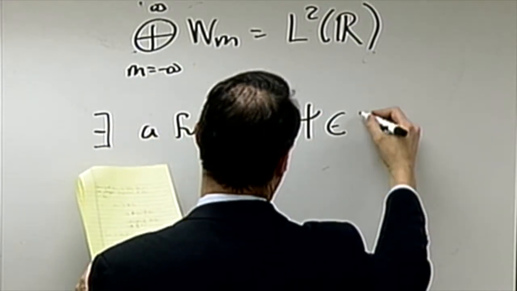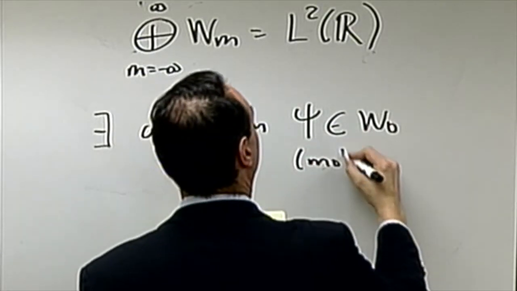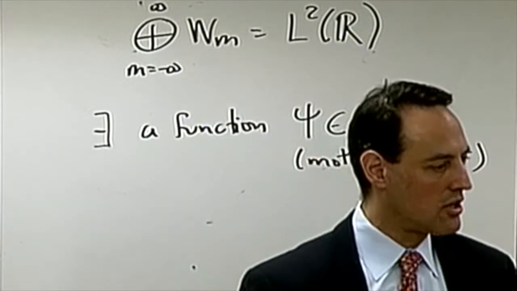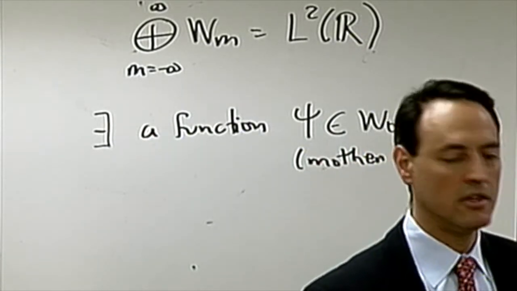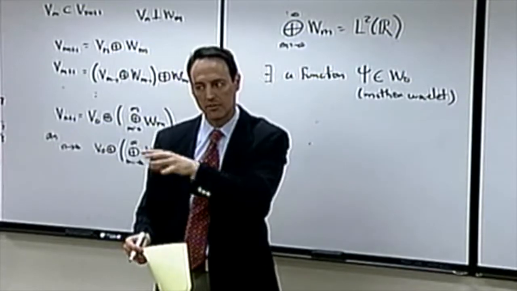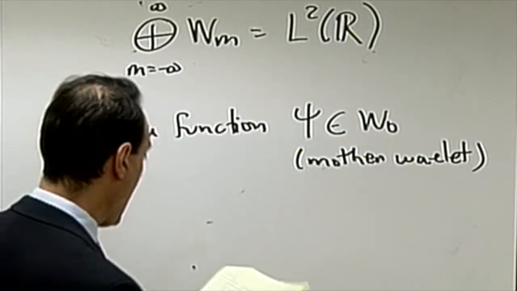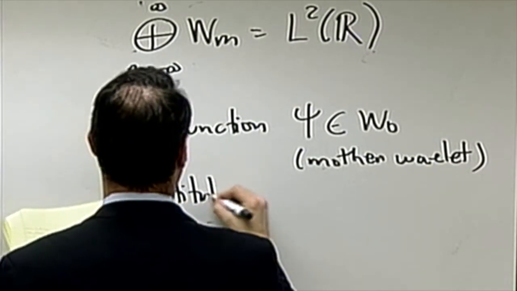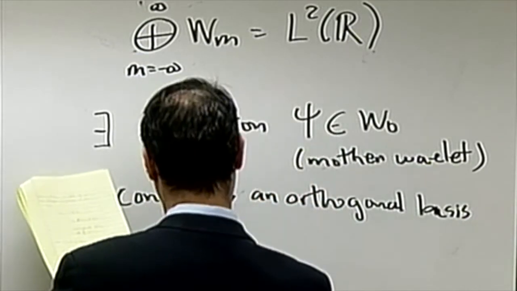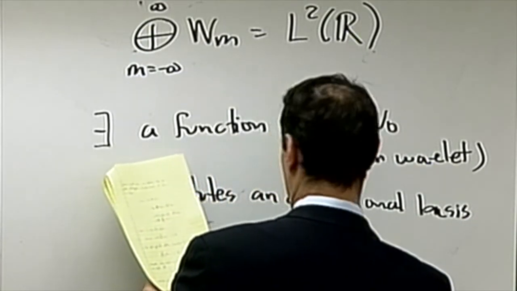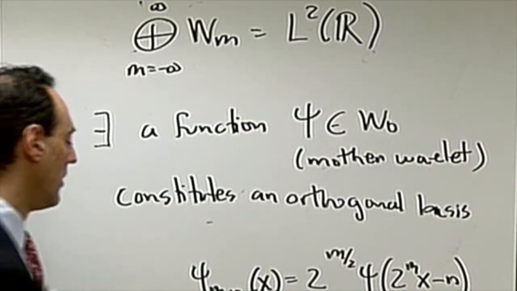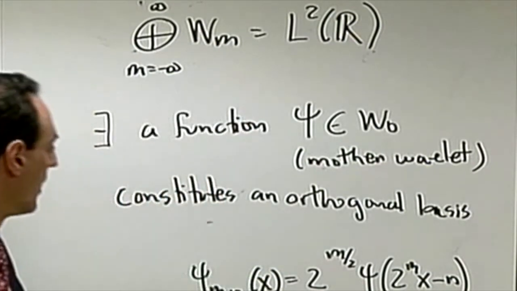And there exists a function psi, which is contained in W naught. Remember, this is our mother wavelet. Remember, W naught, V naught: that's the space we started with where we construct phi, which is the father, and this is also where we construct psi, which is the mother. One is called the scaling function, or father. One's called the wavelet itself, and that's the mother. And we can construct this thing, and it constitutes an orthogonal basis: psi_{mn}(x) equals 2^{m/2} psi(2^m x minus n). This is the orthogonal basis for that.